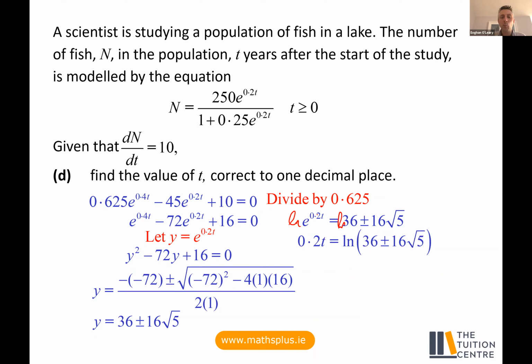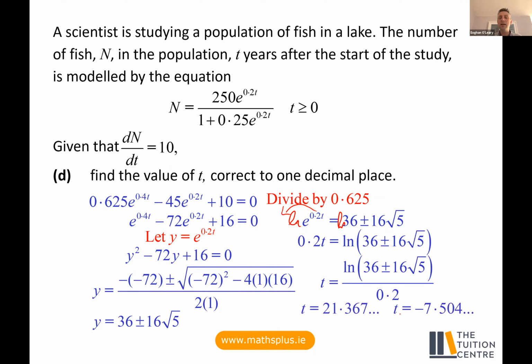Again, same idea. One power raised to another power, I can use the power to the front law. Ln of e is 1. So I get 0.2t is equal to the ln of 36 plus or minus. So there's two cases going on here. I can divide across by the 0.2. And I'm going to put into the calculator separately the plus case and the minus case. I'm going to get two answers. t is equal to minus 0.7, or t is equal to minus 7.5.